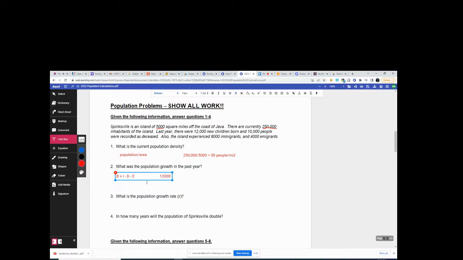12,000 plus how many immigrated in? 8,000. 8,000 people moved there, minus how many people died? 10,000 people died. And minus how many people emigrated or moved away, and that's 4,000. Equals, all right, what is that going to be? So 12,000 plus 8,000 is 20,000. Minus 10,000 is 10,000. Minus 4,000 would be 6,000. So the population went up by 6,000 people.